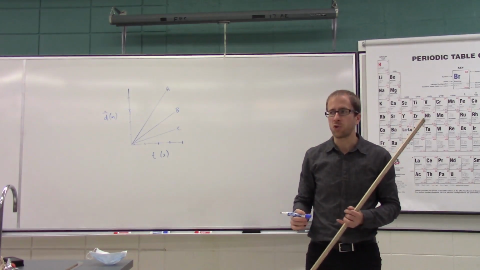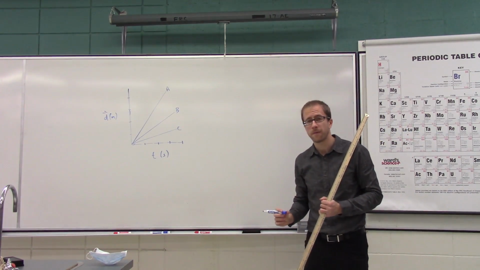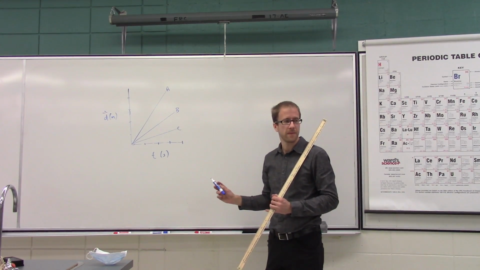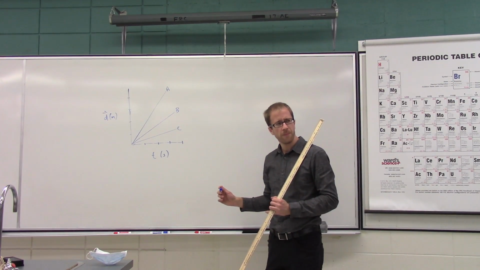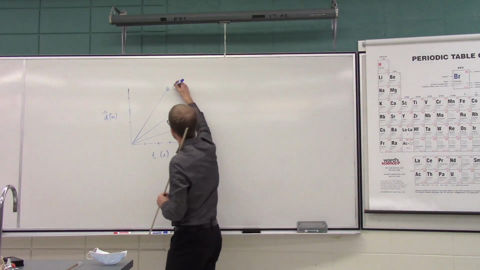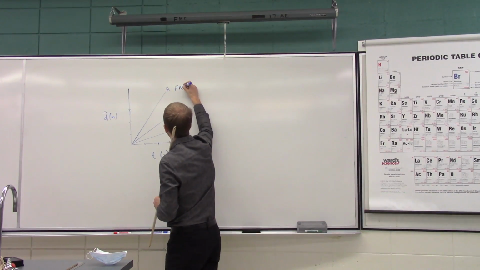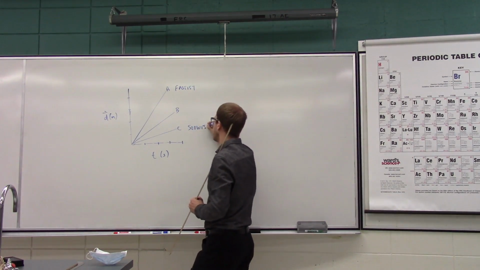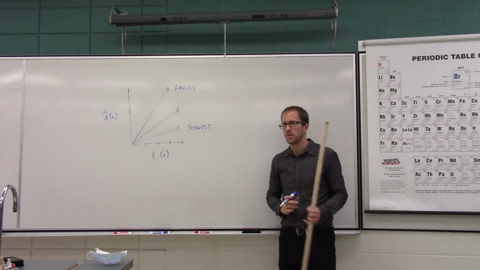Which of my objects here is traveling the slowest? C. Why C? Because it's the same time as B. The same time as B? You're right, it is the slowest. So A is your fastest, and C is my slowest. Why is C my slowest?